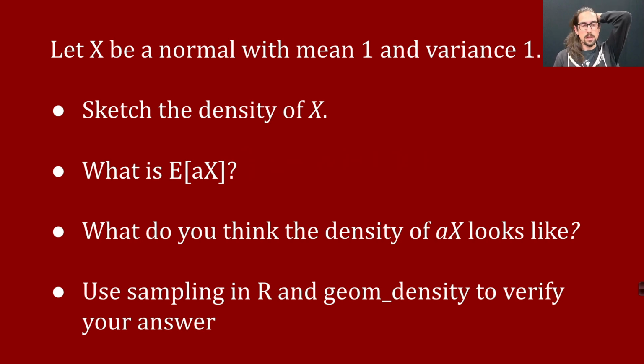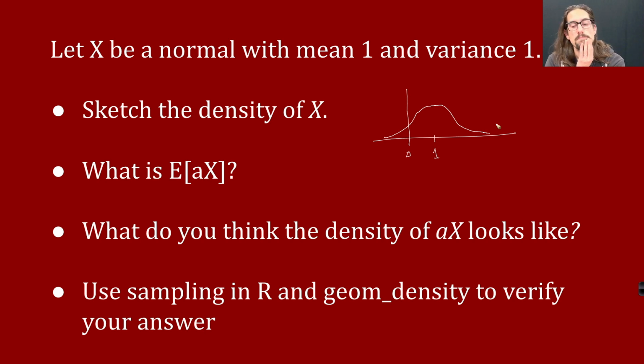So let's imagine that x is a normal distribution with mean of 1 and variance of 1. So first thing is, let's sketch the density. So here's 0, this is 1. So if it has the mean 1, it's going to look like this. Okay. Question is, what is the expected value of a times x?